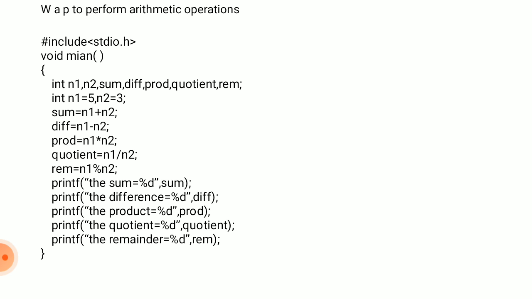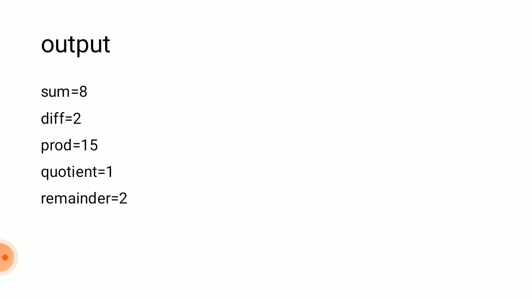So this is the program to perform the arithmetic operations, and finally the closing bracket. Now what would be the output of this program? Sum is equal to 8, difference 2, product 15, quotient 1 and remainder is equal to 2. So this is the output of the program.